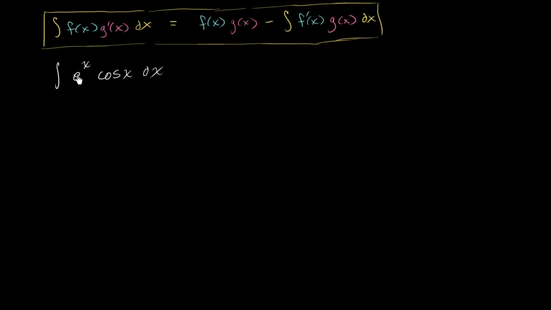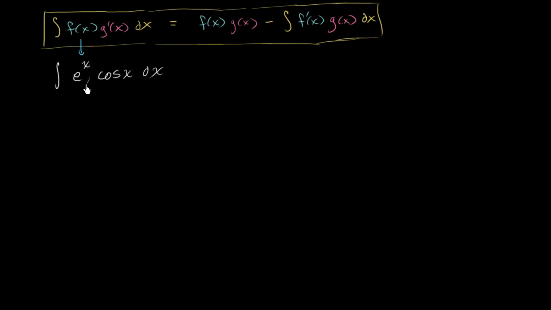The derivative of e to the x is e to the x. The antiderivative of e to the x is e to the x. Derivative of cosine of x is negative sine of x. Antiderivative of cosine of x is sine of x. So it seems to be about comparable. And because of that, let's just arbitrarily assign one of these to be f of x and the other one to be g prime of x. Neither one of them simplifies dramatically or gets more complicated when I take the derivative or the antiderivative.